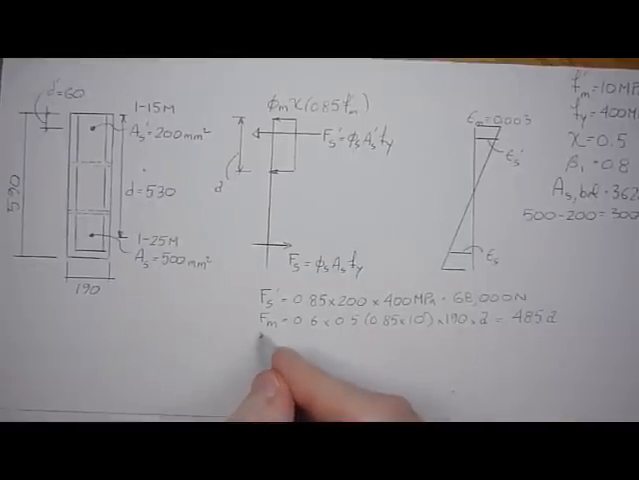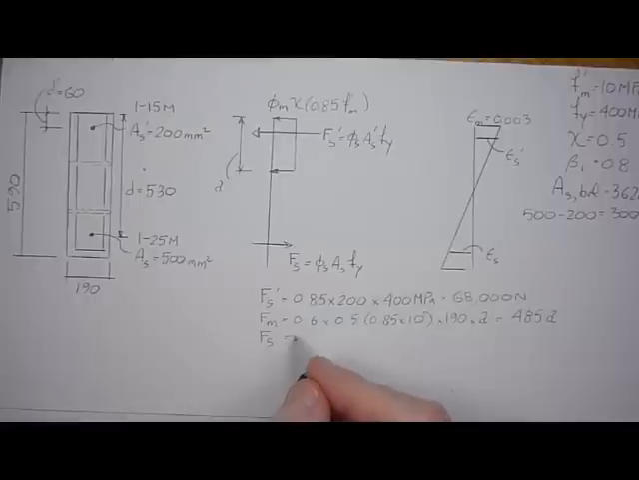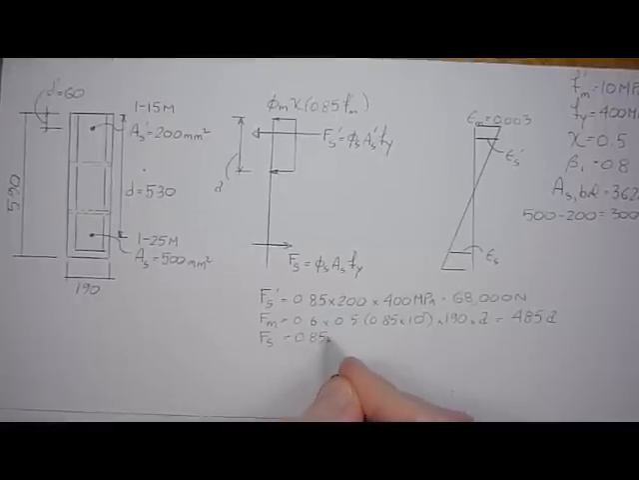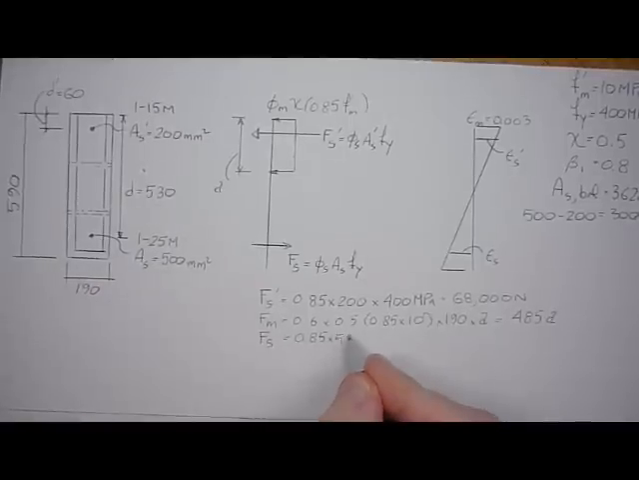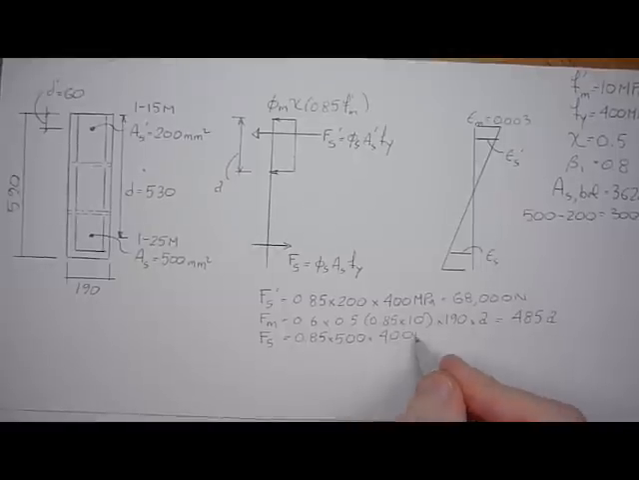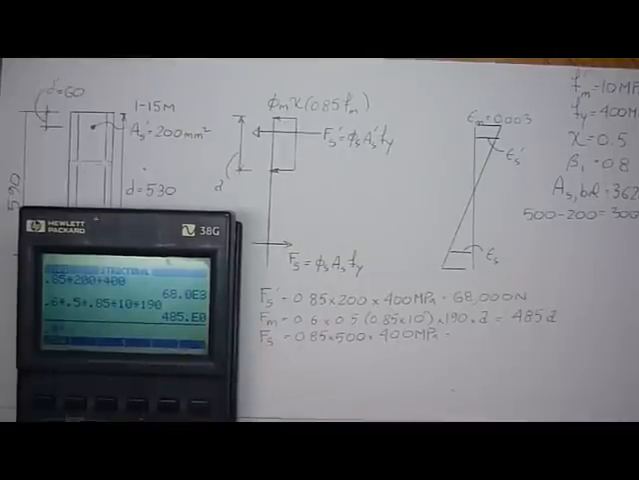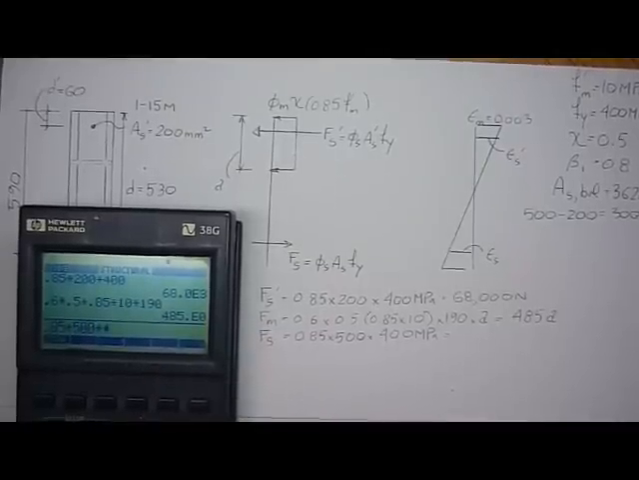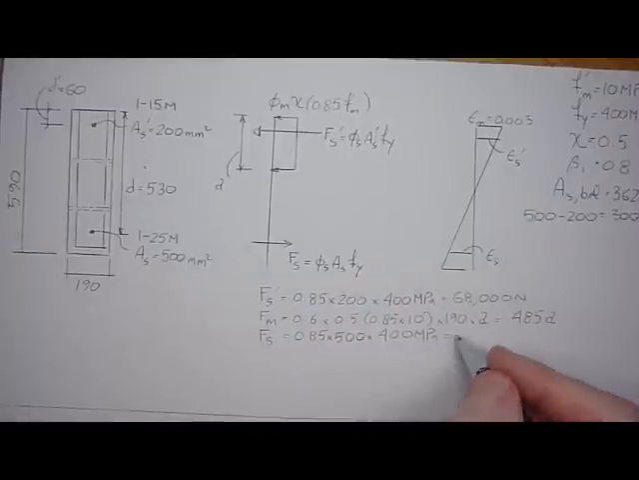And then the force in the tension steel, it's also 0.85 times its corresponding area of steel, 500 millimeters squared. And again, we're assuming the steel also yields at 400 MPa. So it's 0.85 times 500 millimeters squared times 400 MPa. It's 170,000 newtons.